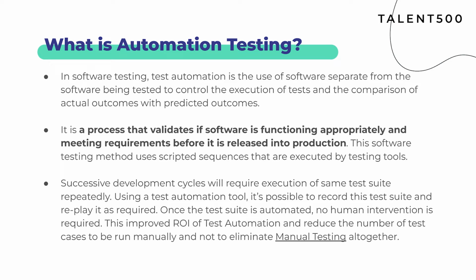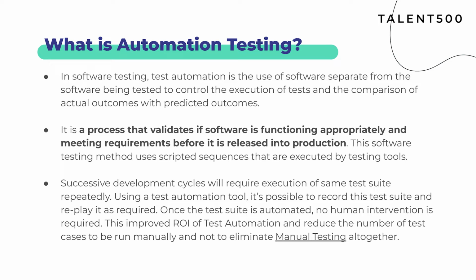If we go through the definition, it is a process that validates whether software is functioning appropriately and meeting the requirements before it is released into production, with the help of test scripts. Another way to say it: test automation is the use of software separate from the software being tested to control the execution of tests and the comparison of actual outcomes with predicted outcomes. Or, a successive development cycle will require execution of the same suite repeatedly. Using a test automation tool, it's possible to record this test suite and replay it as required. So those are a couple of definitions of automation testing.